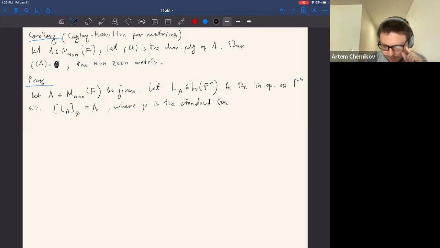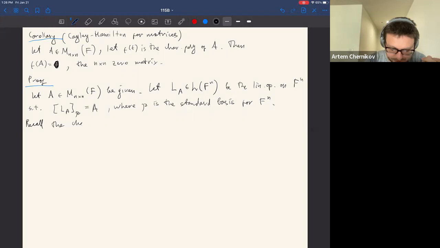Standard basis for Fn, okay? And this linear operator, remember, just corresponds to multiplying by the matrix A. Nothing deep here. Okay. So then recall that we have the characteristic polynomial of this LA.